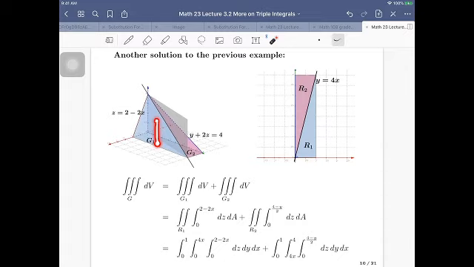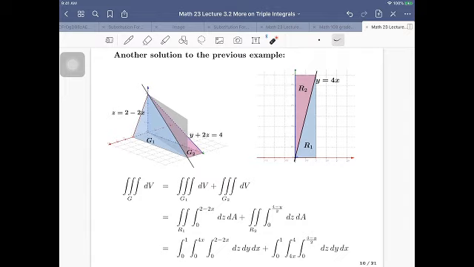draw an elevation line here, the floor function will be z equals 0, which is the xy plane, so that's why you have a 0. And then the ceiling function will be this blue surface, which is z equals 2 minus 2x. That's why the upper limit of integration is z equals 2 minus 2x.